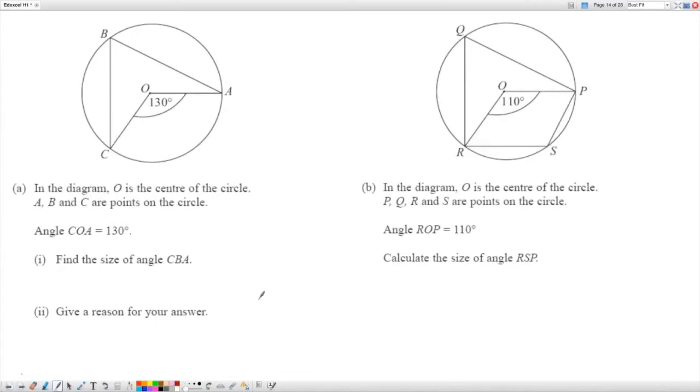In this question, we have some circle theorems, rules about circles. First, we're asked to find the angle CBA. CBA is this angle here at the circumference. One rule states that the angle at the circumference is half the angle at the centre, or said in another way round, the angle at the centre is double, twice as big, as the angle at the circumference.